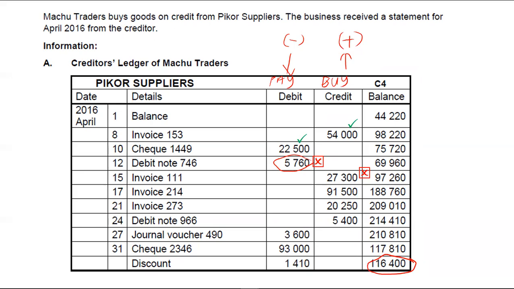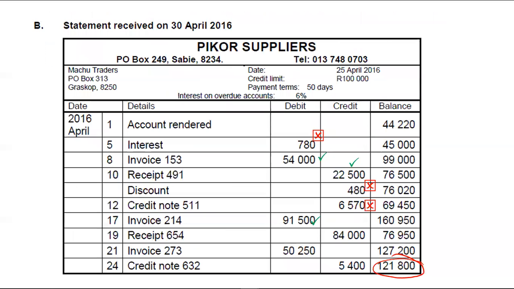I'm going to tick that 91,500, and then I've got invoice 273 on the 21st of 20,215. Let's check what we have in our statement. In our statement, before that invoice, we've got a receipt of 84,000.